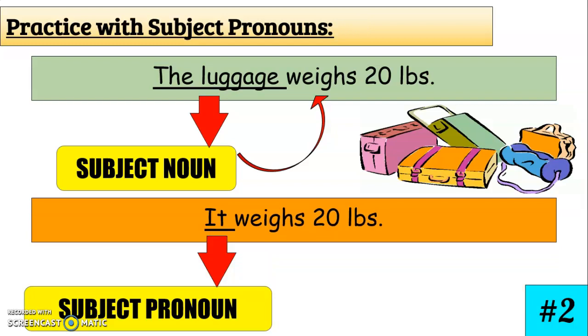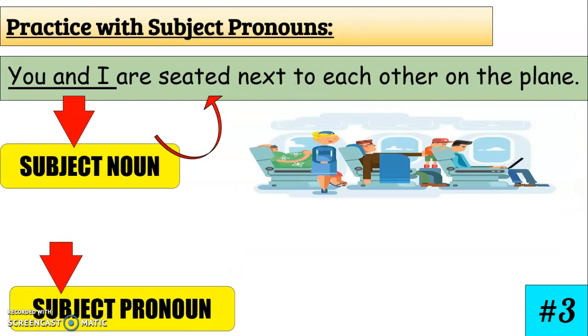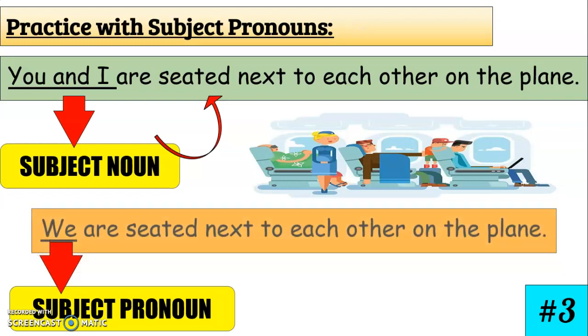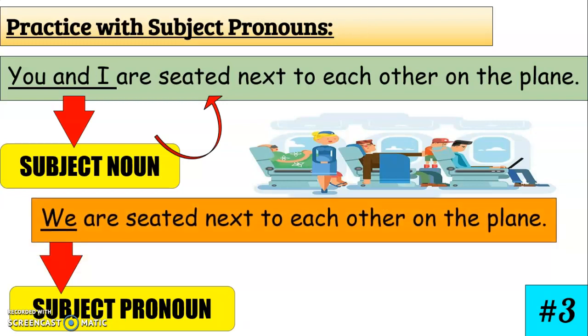It weighs 20 pounds. Third sentence, you and I are seated next to each other on the plane. Now there's more than one person here written in first person, so your correct subject pronoun is we. We are seated next to each other on the plane.